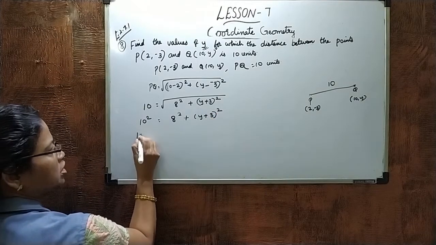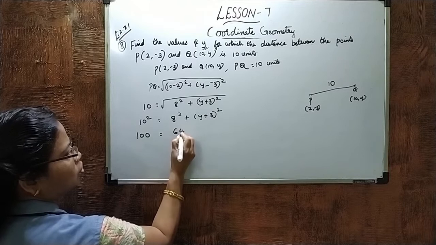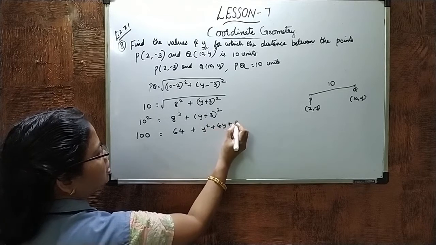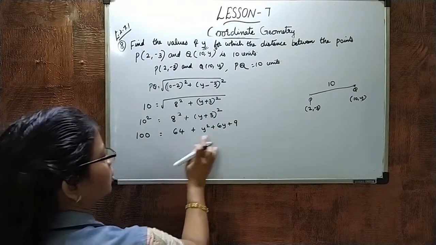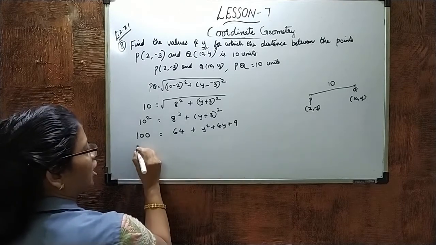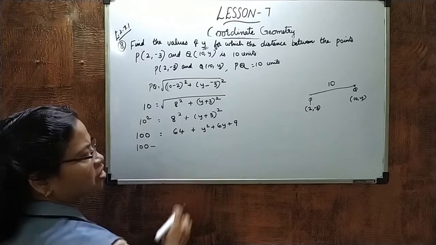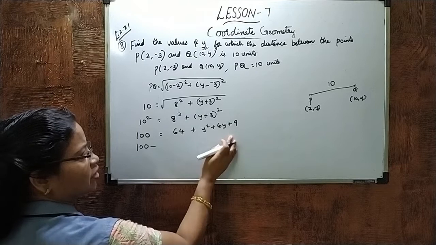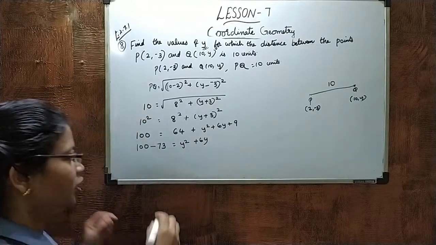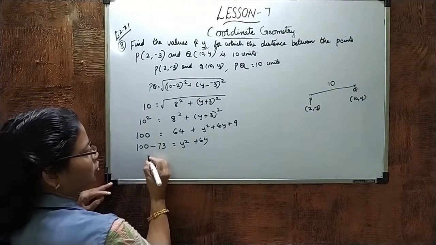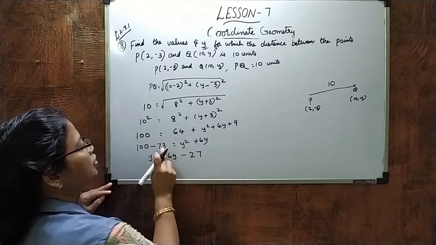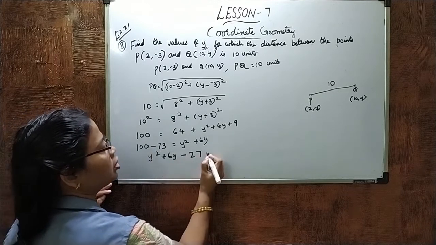Then 10 square is 100 equals 64 plus, now expand, y square plus 6y plus 9. Now look, 64 plus 9 is there, and then here 100 is there. So you can write to this side, it will be 100 minus, what is 64 plus 9? 64 plus 10 is 74, so it will be 73 equals y square plus 6y. So we will take to the other side, it will be y square plus 6y minus 27. 100 minus 73 is 27. Come to this side, it will be minus 27 equal to 0.